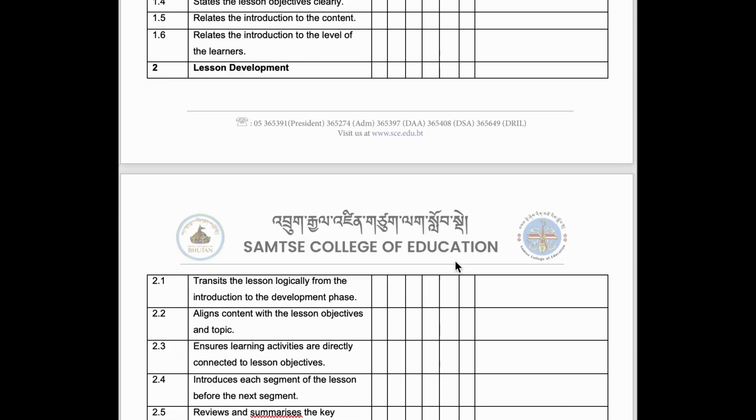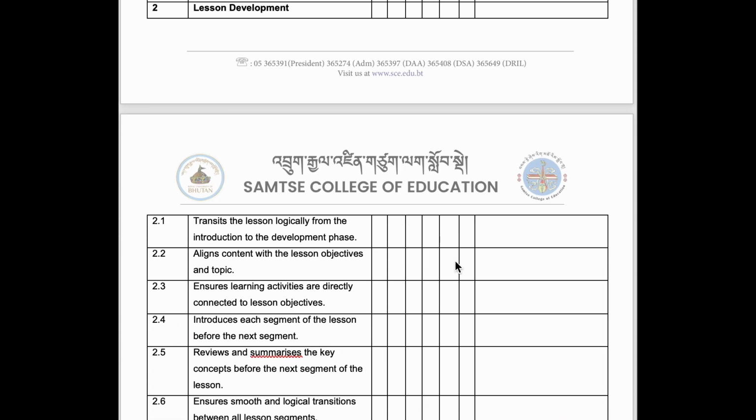In the lesson development phase, we have 6 indicators, and I'd like to explain in general what is expected. The lesson should transition smoothly from the introduction into the development phase. There should be a clear flow so that the learners understand how the lesson is progressing. Please observe whether the content is aligned with the lesson objectives and topic. Every explanation, example, and activity should directly support what the lesson intends to achieve.